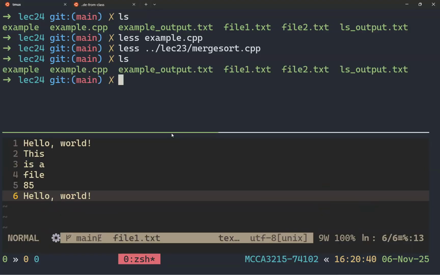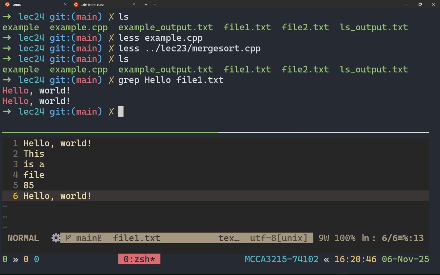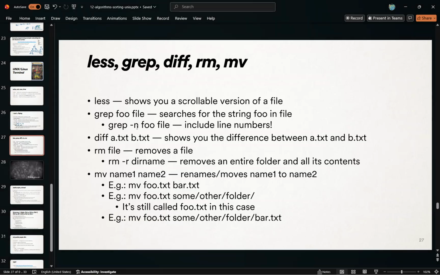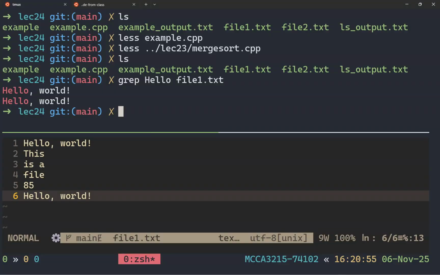file1.txt, because we know it has a few hellos. Let's say grep hello in file1. And it'll tell you, oh yeah, here are all the lines where it matches, and even color codes and highlights things. It's very nice. grep -n shows you line numbers.